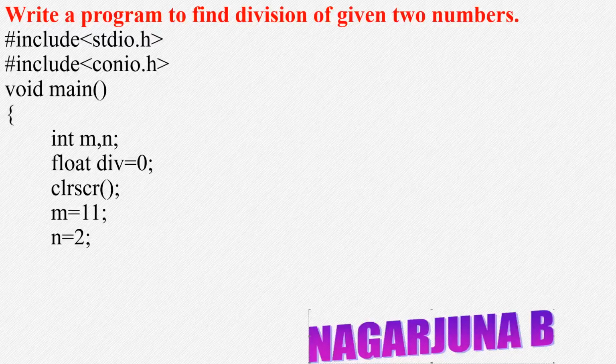The previous program is called a dynamic program, whereas this one is called a static program, because in the previous program, however many times we run it, that many times it will ask the user to enter the values.